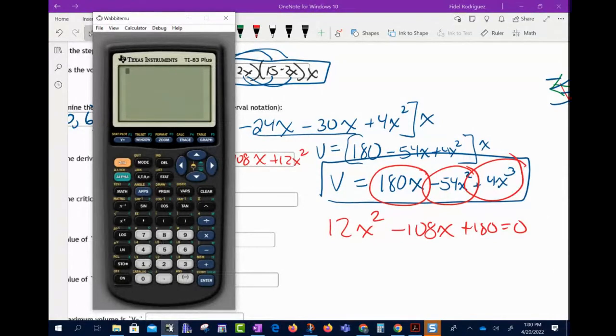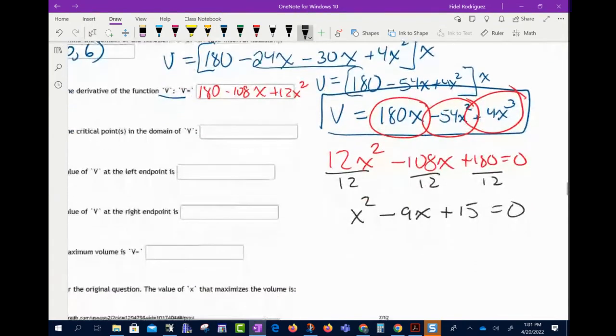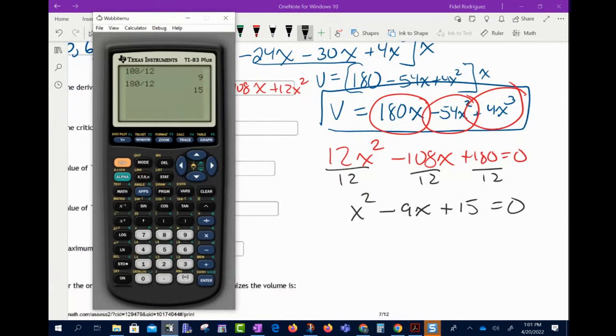I want to see if I can divide everything here by 12. Let's see, 108, can I divide it by 12? Think so? Yes, that's 9. 180, can we divide it by 12? Yes, that's 15. So to make things easier, y'all, we can divide everything here by 12 all the way across. So that becomes 12x squared minus 108x plus 180 equals 0, which is x squared minus 9x plus 15 equals 0. Let me make sure I did that right. Yeah, we did.